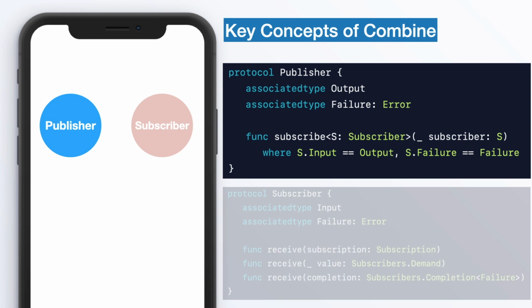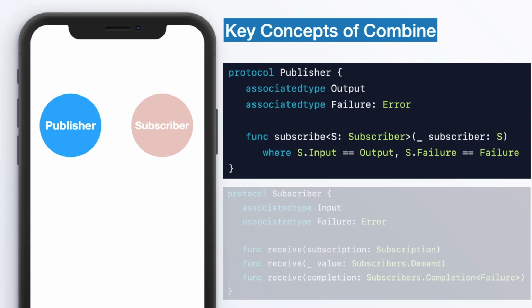The publisher also has a function called subscribe, which basically allows the subscriber to subscribe to it. However, it has some requirements for the subscriber. The publisher wants the subscriber's input equal to its output. So if the publisher publishes integers, the subscriber has to be able to take in integers as the input as well. Similarly, if the publisher never fails, then the subscriber's input type for the failure must also be Never.